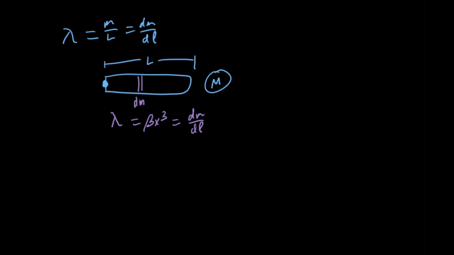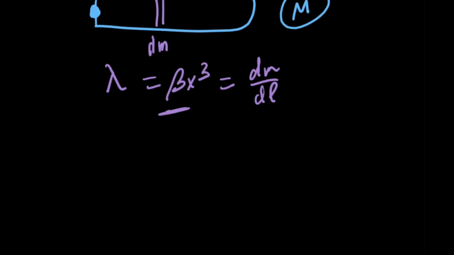The first thing that we need to figure out is what is beta, because we can't just have a beta in the end answer. So let's try to find beta. So we know that dm dx, I'm going to call x L, it's the same thing, they both mean position. dm dx, and we're going to set that equal to beta x cubed.